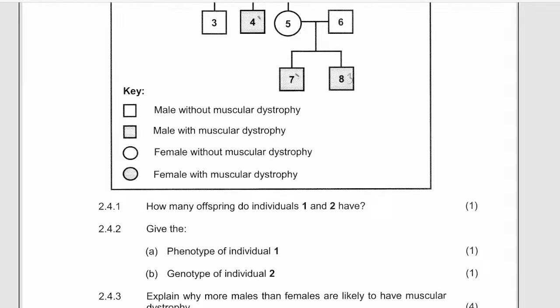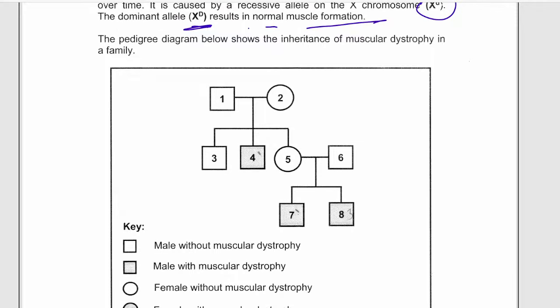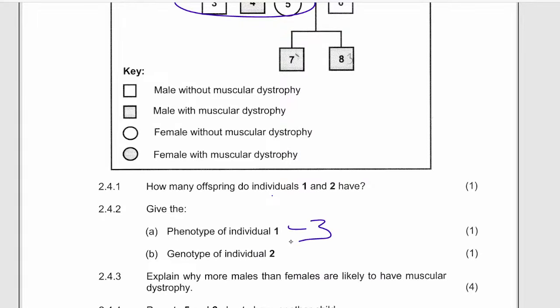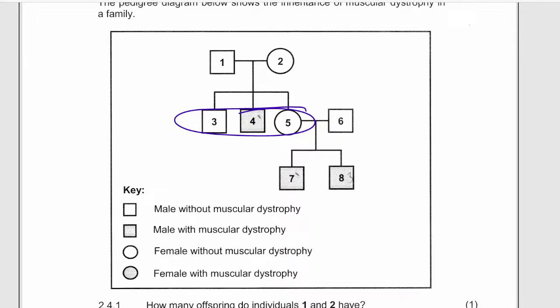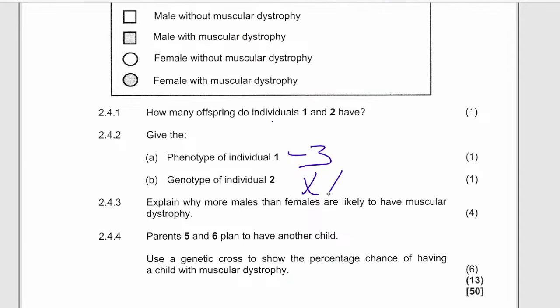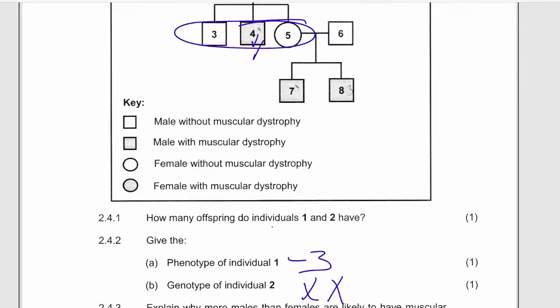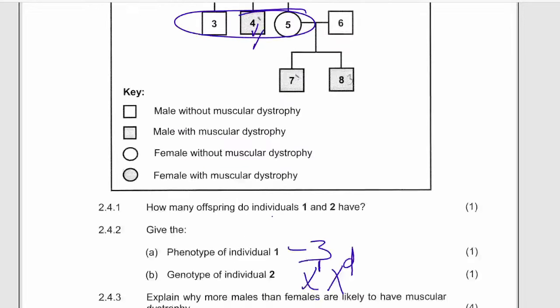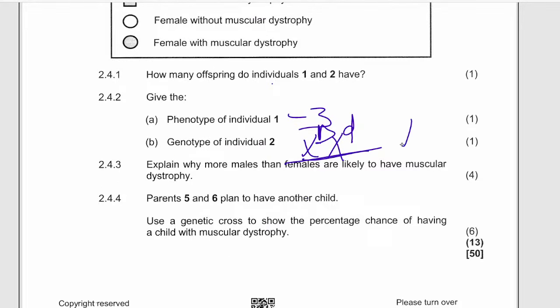All right, they're asking how many offspring individual one has. Offspring of individual one, the same question. So those are the ones, meaning that the answer here is 3. Genotype of 2: because they produce a kid who has it, and this is a female, therefore it is X, X. A female, but they produce a kid who has the problem, meaning that she has a small d, and this other individual is normal, therefore is going to have a capital D. So it's going to be capital D and then X small d.